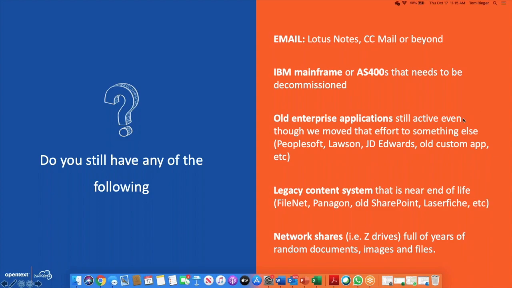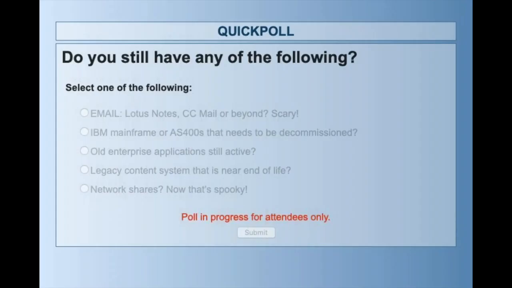And we've got another poll question. Yeah, we're pulling up another poll question here.